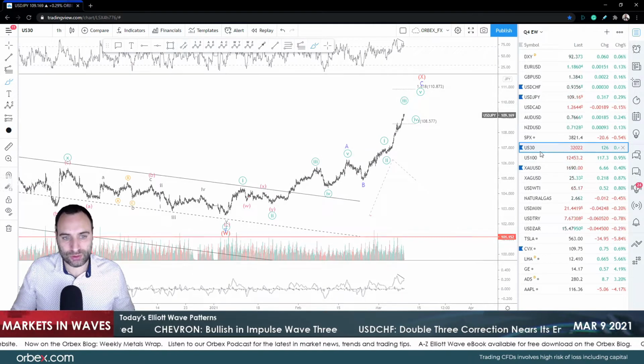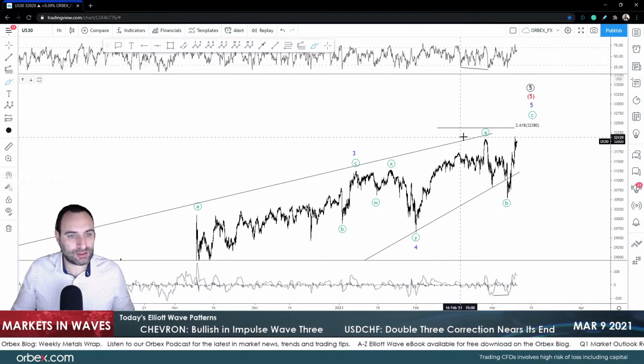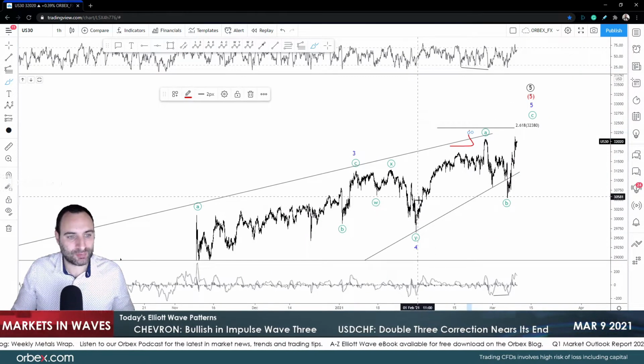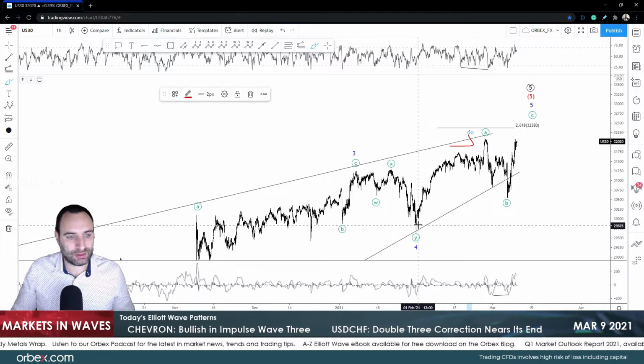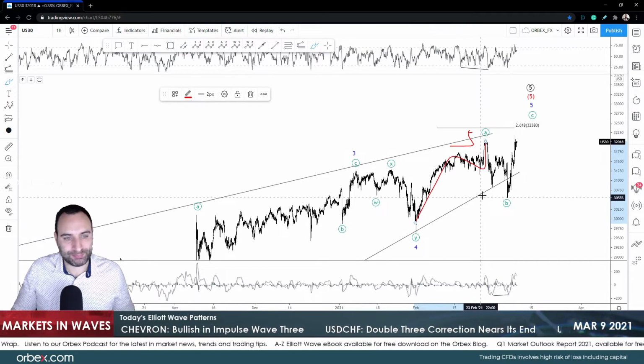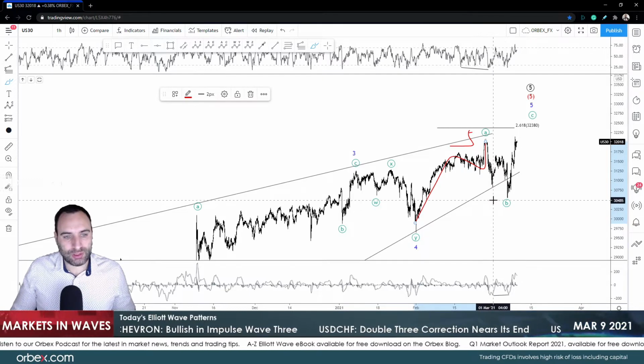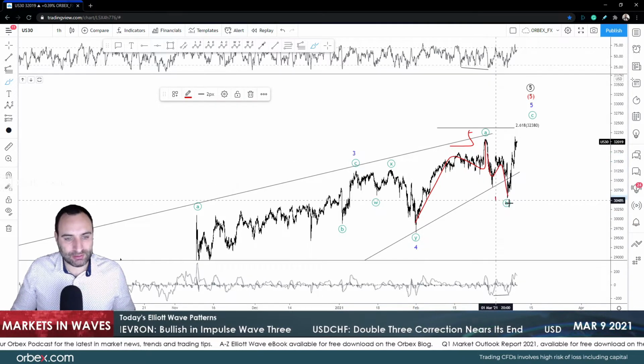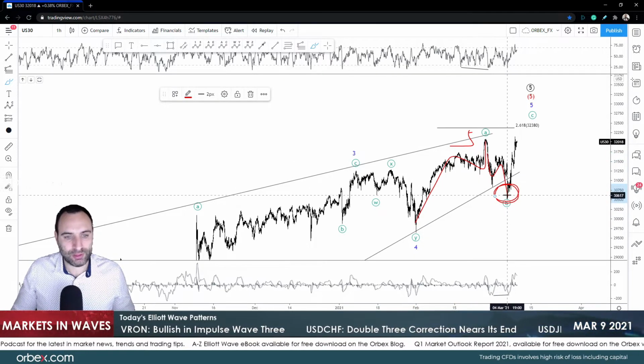Now, Dow Jones. We talked about this being a 5 last time, because we were looking at an A, B, and a C. But we also talked about the potential after this break down here, that this could be a false break and we could continue up.